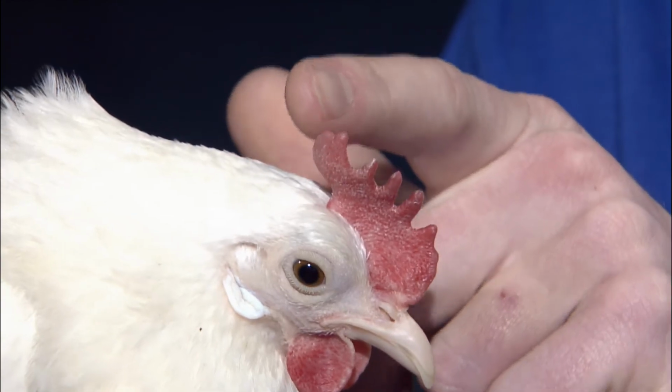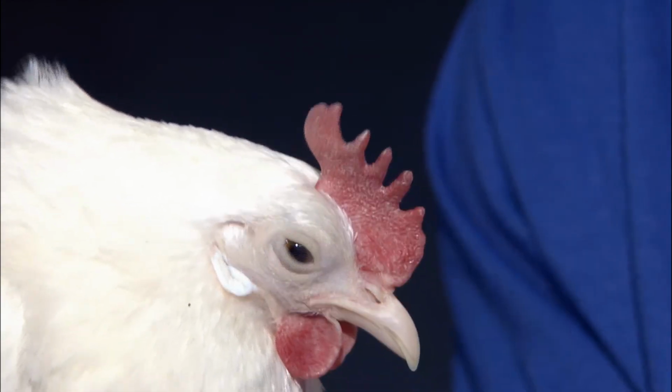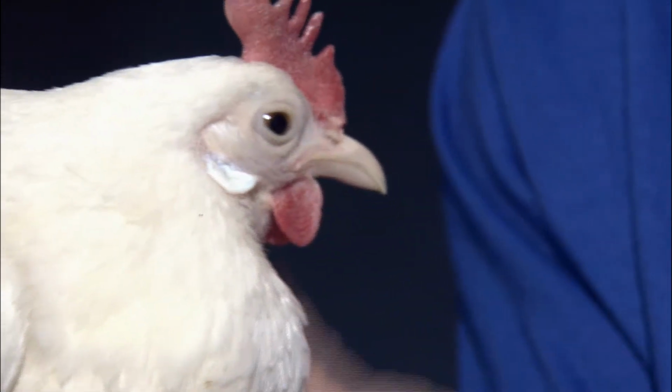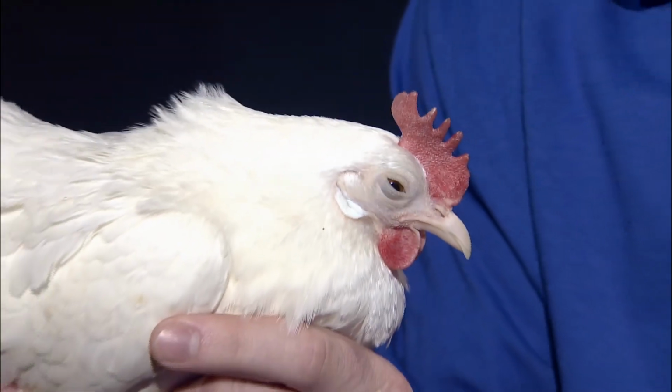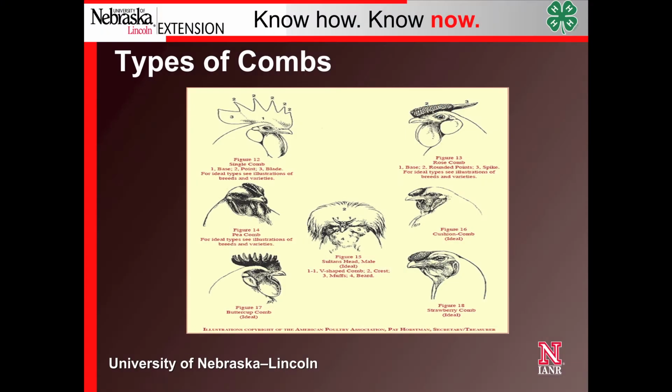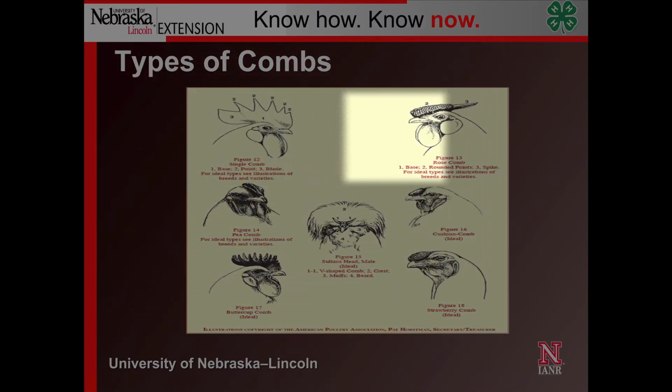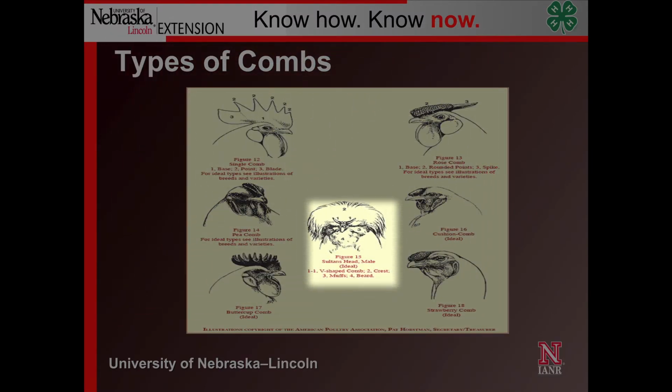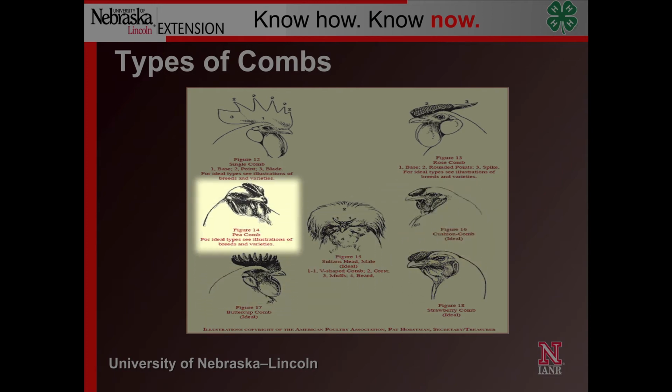You also want to note the blade, which is the extension of the back part of the comb, and also the base, which meets the head. Some disqualifications with the comb are side sprigs or split comb, which you also want to note. There are also many different types of combs that can be observed in chicken breeds. Some of the more common ones are single comb, rose comb, V-shaped comb, strawberry comb, cushion, buttercup, and pea comb. Again, in this case, this bird has a single comb.